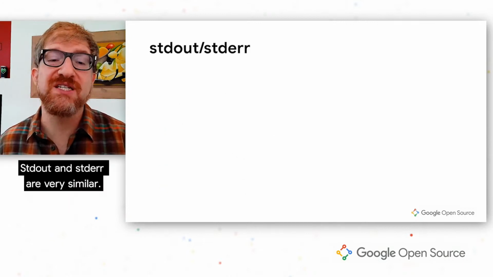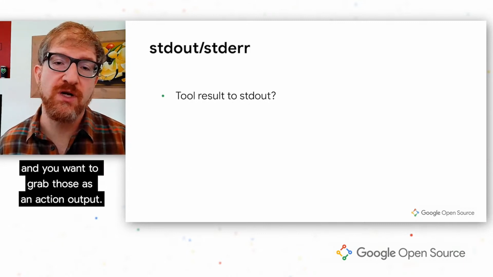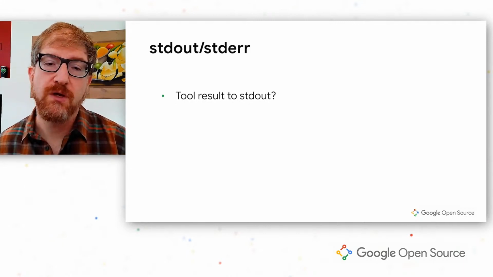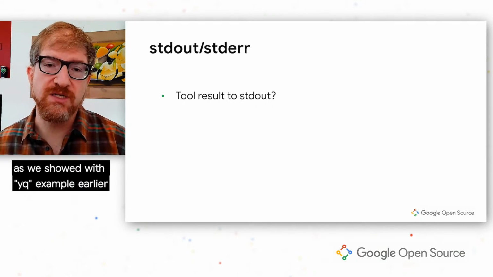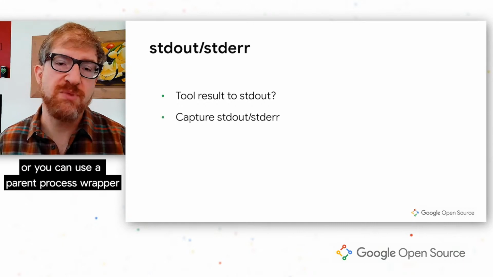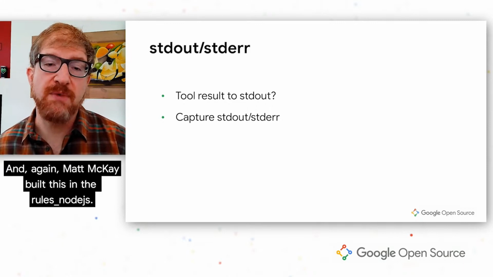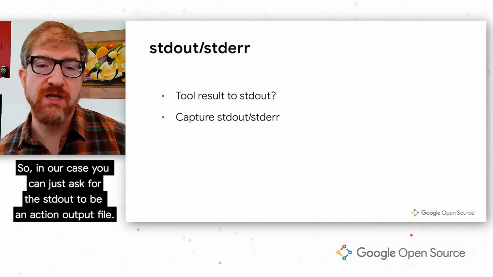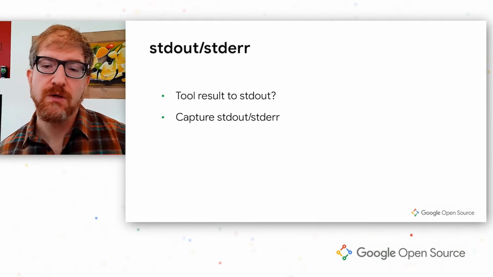Standard out and standard error are very similar. Again, there can be things that a tool wants to produce on standard out, and you want to grab those as an action output. So you can use genrule for this, as we showed with the YQ example earlier. Or you can use a parent process wrapper that can just read from standard out and convert it to being an output file. And again, Matt McKay built this into rules Node.js. So in our case, you can just ask for the standard out to be an action output file.